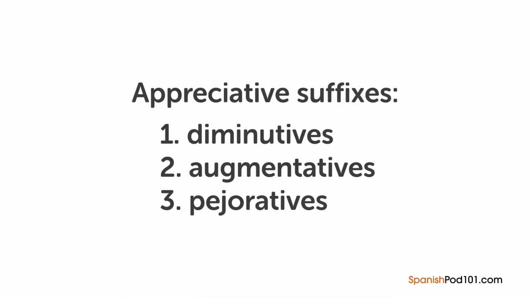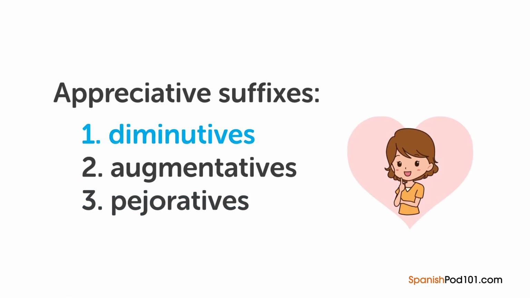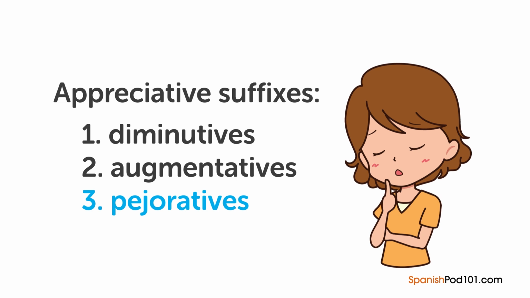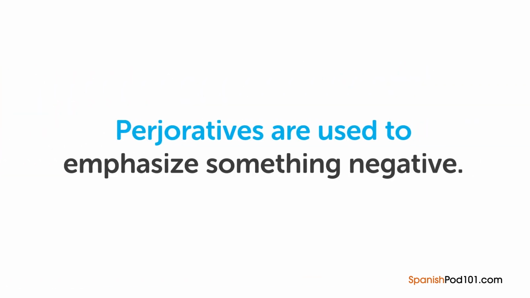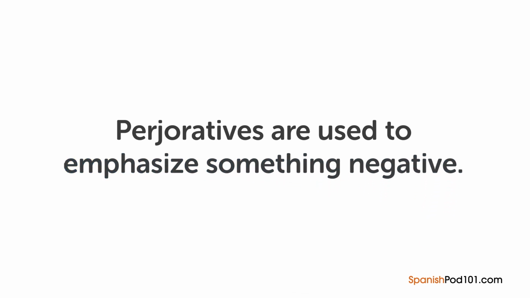In previous lessons, we discussed diminutives and augmentatives, and in this lesson, we'll discuss pejoratives. You may already know diminutives make something smaller or affectionate, and augmentatives make something bigger or important. So, what do pejoratives do? Pejoratives are used to emphasize something negative. We'll go over the most common ones in this lesson.